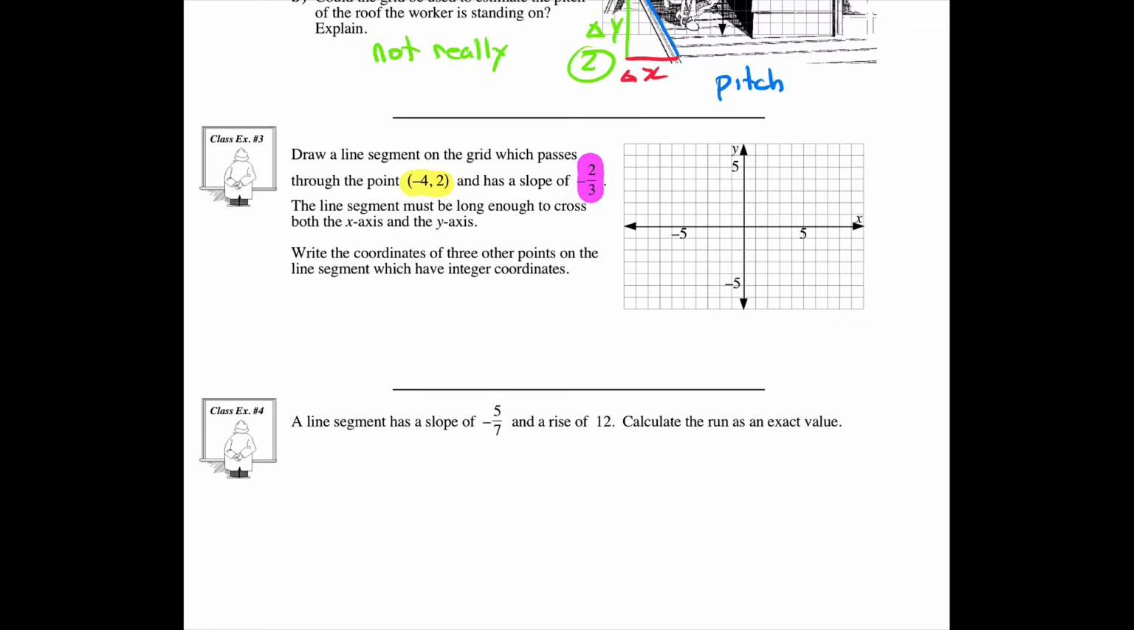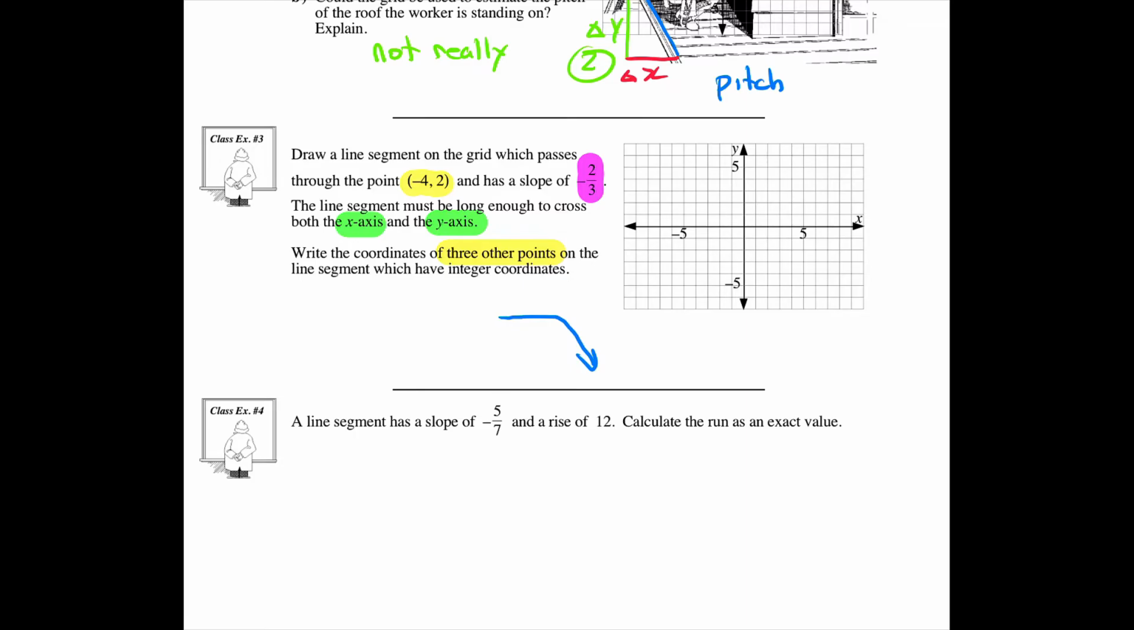So remember what we know about a negative slope, that coming from the left to right, it will then move downwards. So we're going to be looking for a line that is in that direction right there. And it says right here, to make sure that the line you create, or the line segment, goes to the x-axis and the y-axis, and then to find 3 other points on that line.